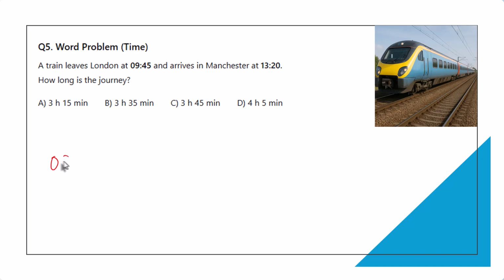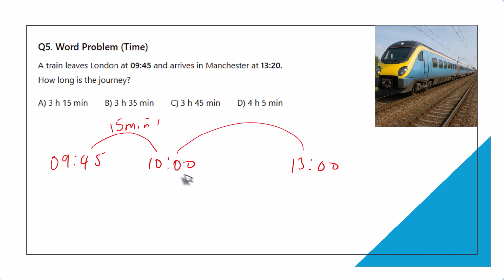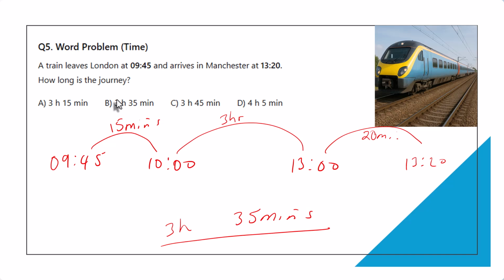So I'm going to do 9:45 to 10 o'clock. Okay? Now 45 to make 60, that's going to be 15 minutes. Right? And then from 10 o'clock, we're going to make a big jump to 13. So from 10 to 13 is basically 3 hours, isn't it? And then it's arriving at 13:20. Now from 13 o'clock to 13:20, obviously it's going to be 20 minutes. So if you do 20 minutes plus this 15 minutes, that's going to be 35 minutes, isn't it? I think it's me that made a mistake. That's going to be 35 minutes. And then I've got these 3 hours here. Okay, so the answer is 3 hours, 35 minutes, which is going to be B.